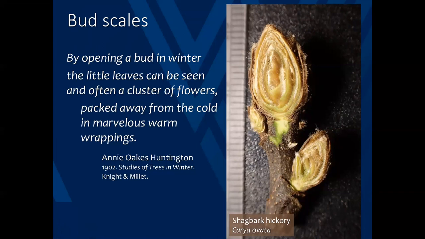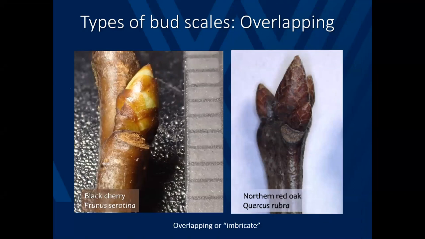This is a shagbark hickory. There are basically three types of bud scales or buds. These are overlapping or imbricate buds, and you can see the black cherry there. Each of those individual scales on the bud has the top part brown and the bottom part greenish or yellow. And over on the right, a northern red oak. Northern red oaks are usually pretty smooth and hairless, but sometimes you can get a little bit of hair developing at the tip there. Again, when we see the clustered end buds, we think oaks, one of the oaks.